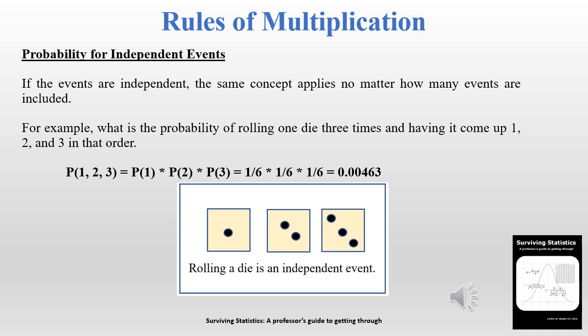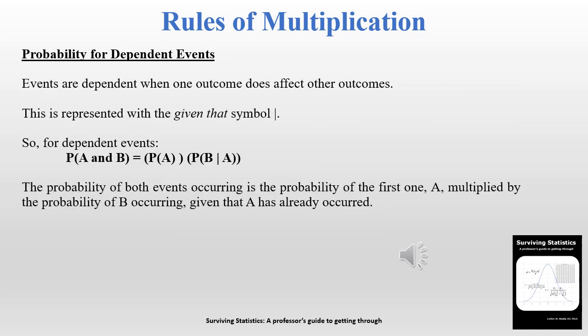So let's take another example. Let's assume that you're going to roll a die 3 times, and you want to know the probability of having it come up as a 1 the first time, a 2 the second time, and a 3 the third time. Well, we just take the same multiplication formula. We take the probability of getting a 1 times the probability of getting a 2 times the probability of getting a 3. We have 1/6 times 1/6 times 1/6. We end up with a probability of getting a 1, 2, and a 3 of 0.00463.